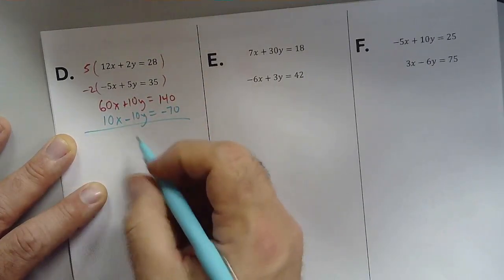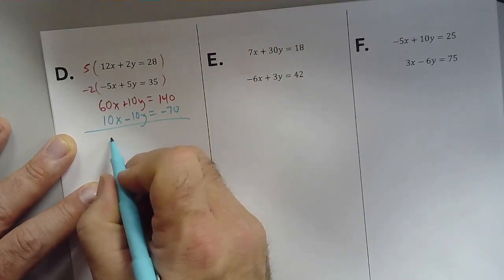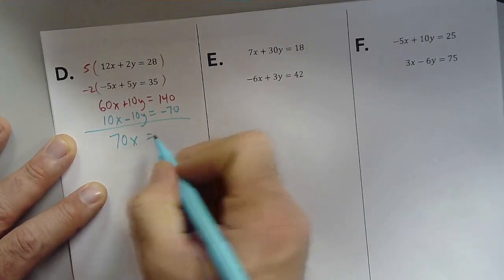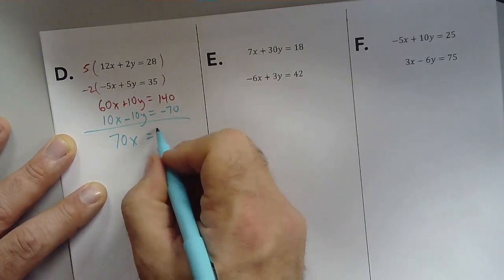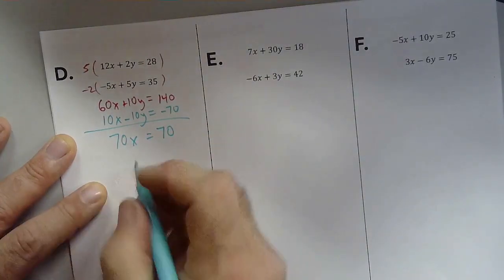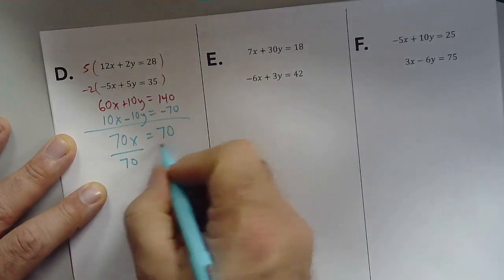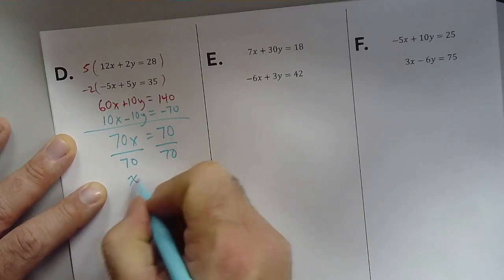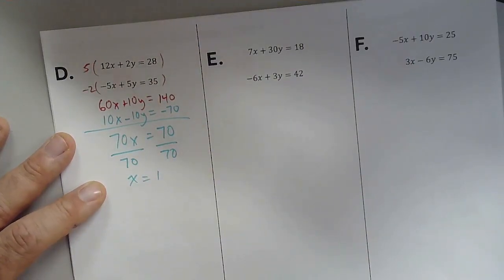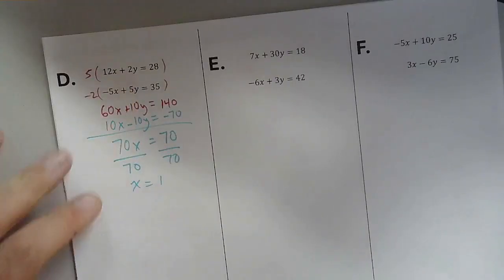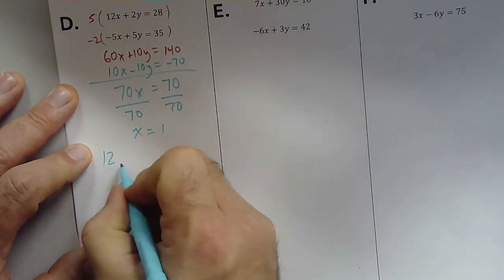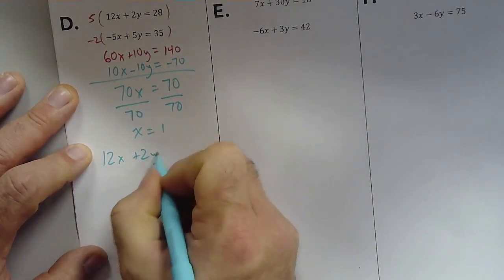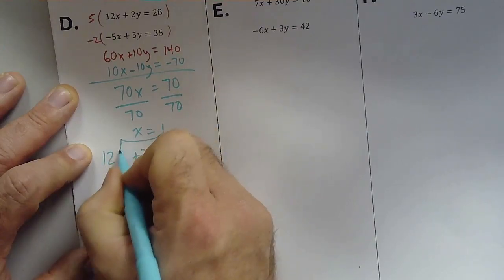Now we're just combining these. Positive 60, positive 10, 70x. Positive 140, negative 70, positive 70. Divide by 70, divide by 70, we get x equals 1. I'm going with the equation that has no negatives. 12x plus 2y equals 28. That's going right there.